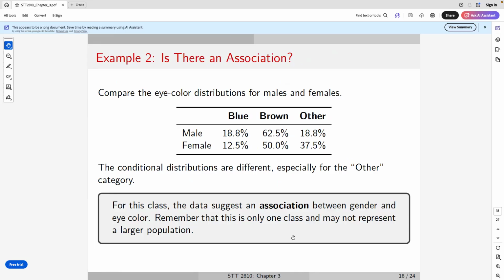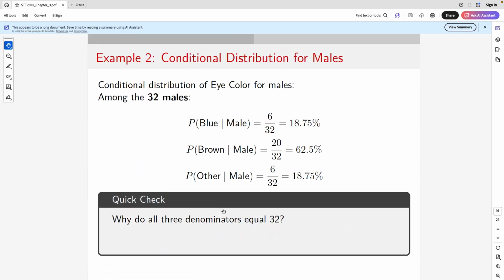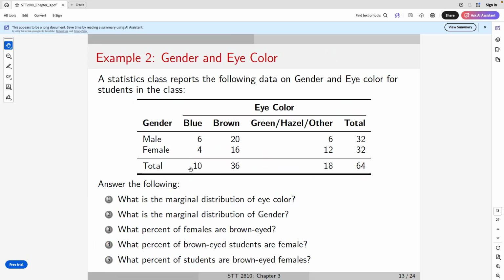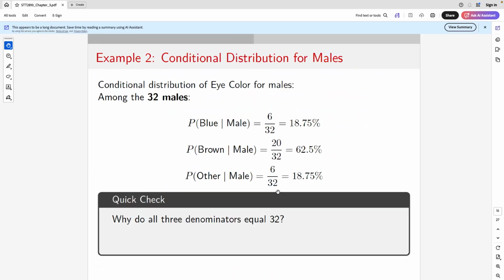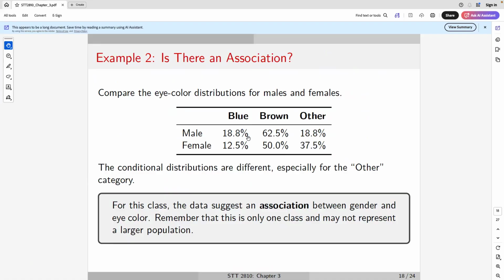And so you can also compute the association. So for example, if you want to compute the association, you come here. For males, we have 32 males, and then 6 of them have blue eyes. You do 6 divided by 32, and that is how this value here is computed. And so because the percentages are varying across the various eye colors, you can see there is what? An association. Is that okay? Good.